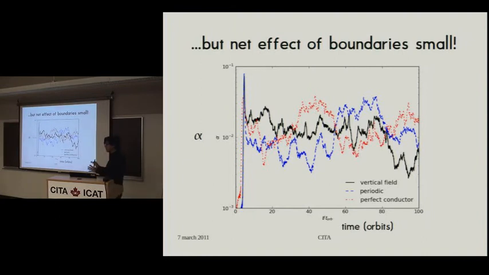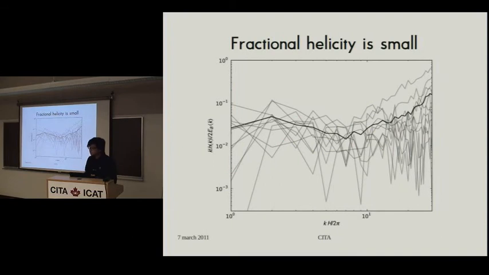I just wanted to make a point here about the helicity conservation. So we have a bit of a puzzle here, which is that the MRI is ejecting magnetic helicity across the boundary when it's allowed to, but that doesn't seem to be having a huge effect on the net transfer.